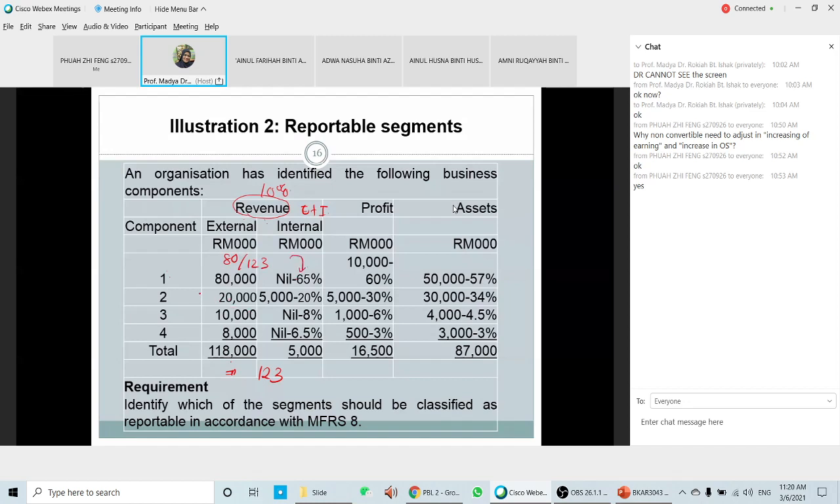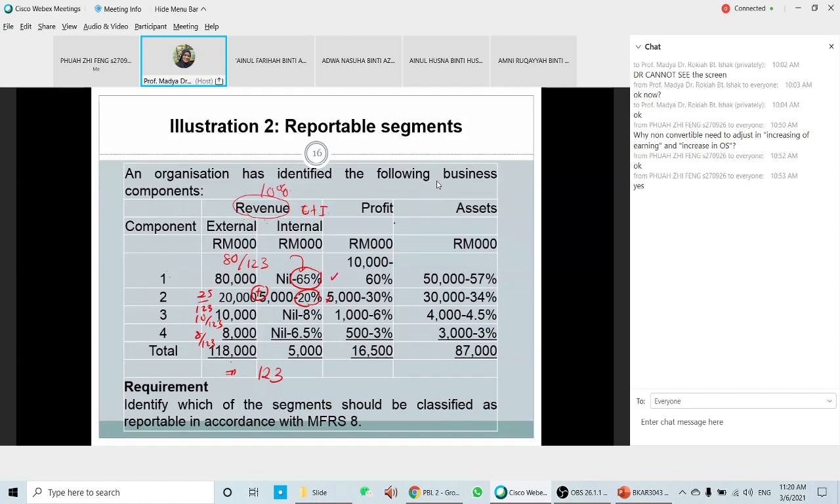Okay, this one is 25 divided by 1, 2, 3, total up internal plus external. This one is 10 divided by 1, 2, 3. This one is 8 divided by 1, 2, 3. So based on this revenue criteria, component A fulfills it at 65%. This one is 20%. 1 and 2 fulfill.